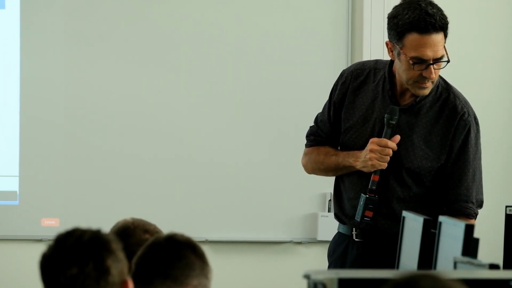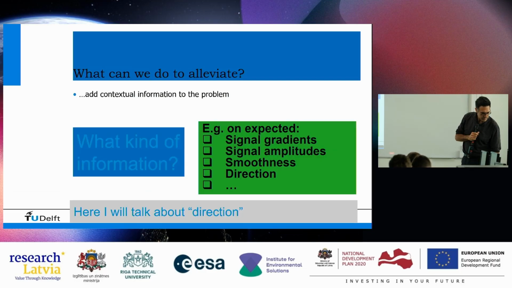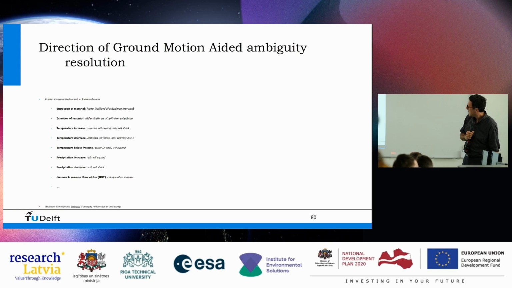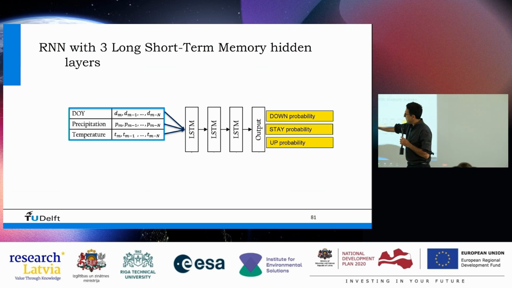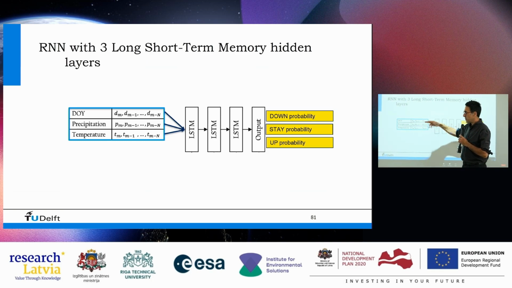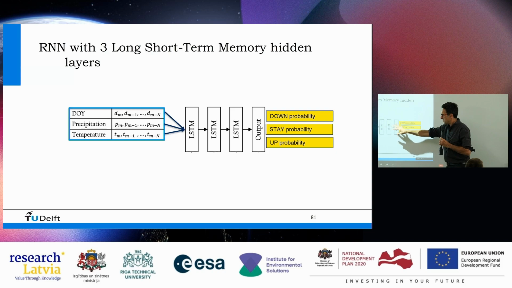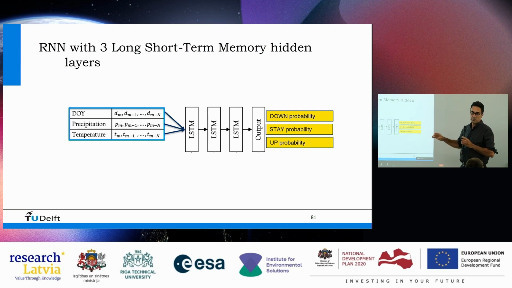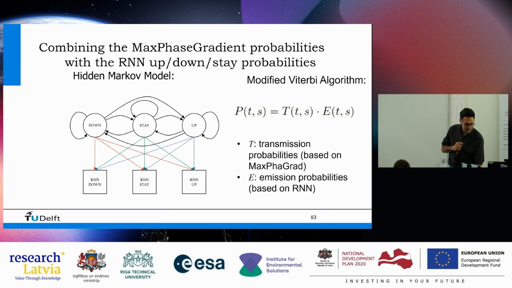And we used a recurrent neural network. Let's go over this here. In that recurrent neural network, we use the day of year, so we know what time of the year it is, so we know the season. We have precipitation records, so we know whether it rained or not, and we have temperature records. Then we use this recurrent neural network, and I will not discuss the inside of the black box, but the output is a probability of the point going up, the probability of the point going down, and the probability that it stays the same. Now these probabilities we can estimate, and we can train that using the extensometer data.